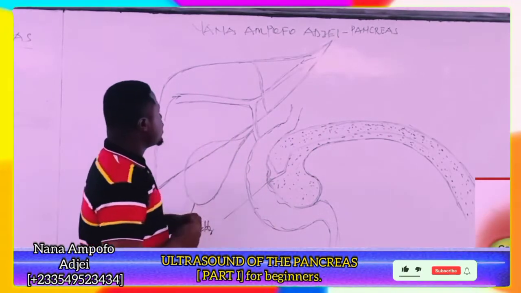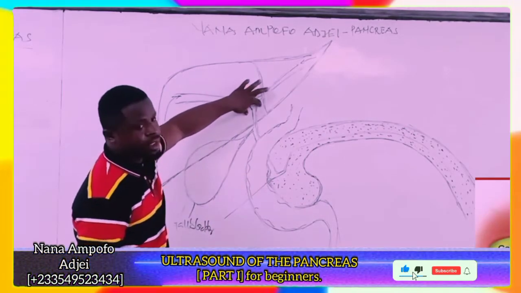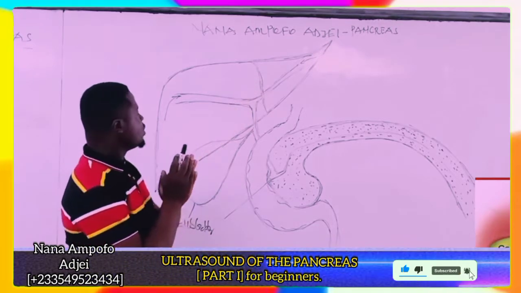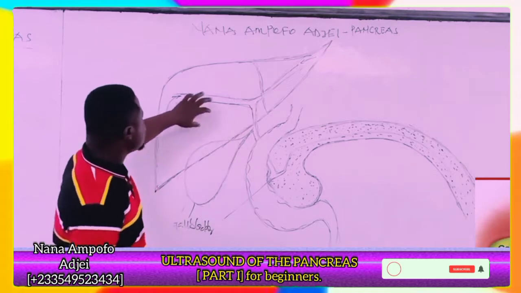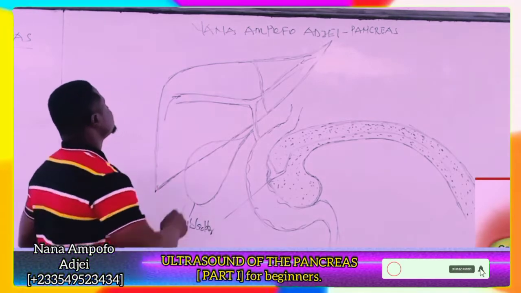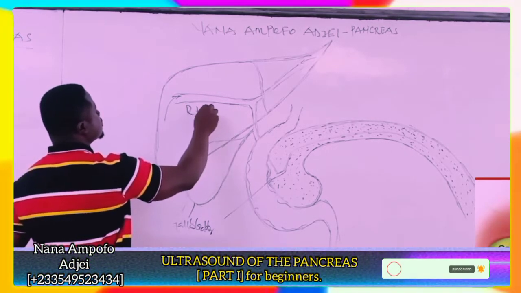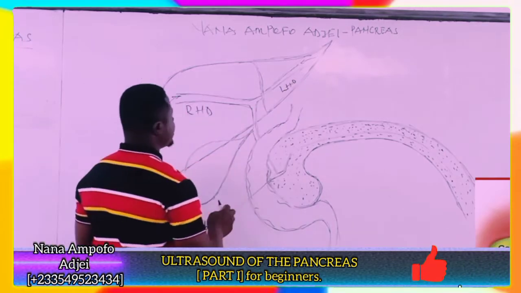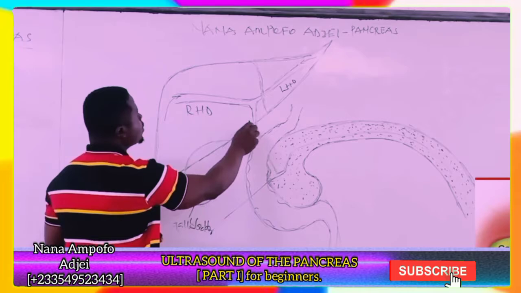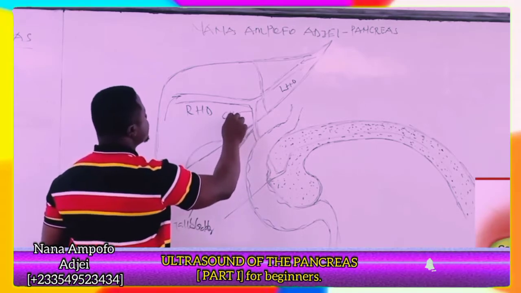Then they form one tubular structure here, one common duct. So we call this part what? The common hepatic duct. So the right hepatic duct and the left hepatic duct form one called what? The common hepatic duct.